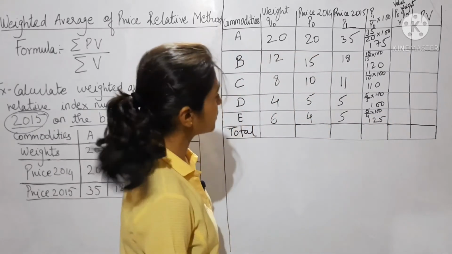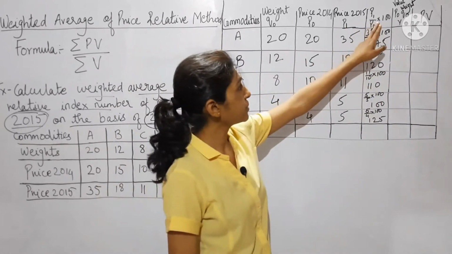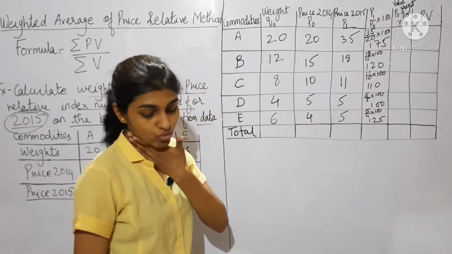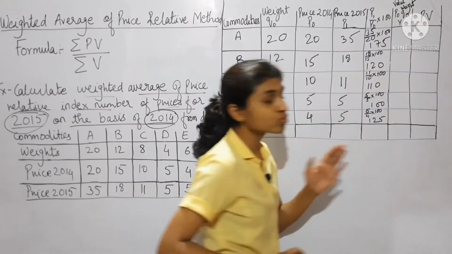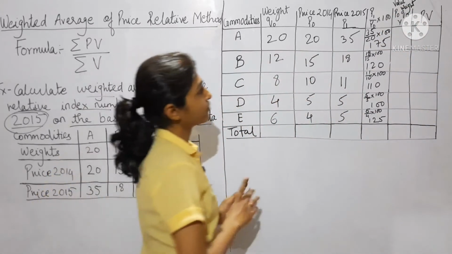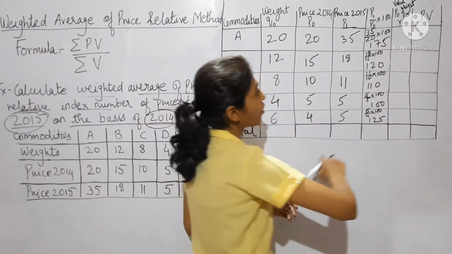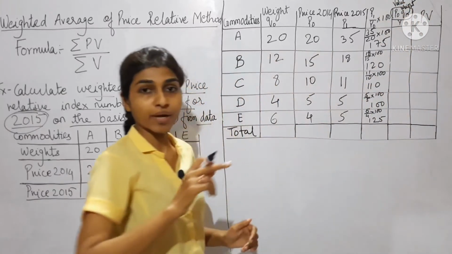Okay, 125. So you have got all the values of price relative, that is divide P1 by P0 multiply by 100. Okay, next is what? P0. V, value weight. Now how to find value weight? Now see carefully. We have to find V. So how you are going to get the value of V? By multiplying P0 by Q0.